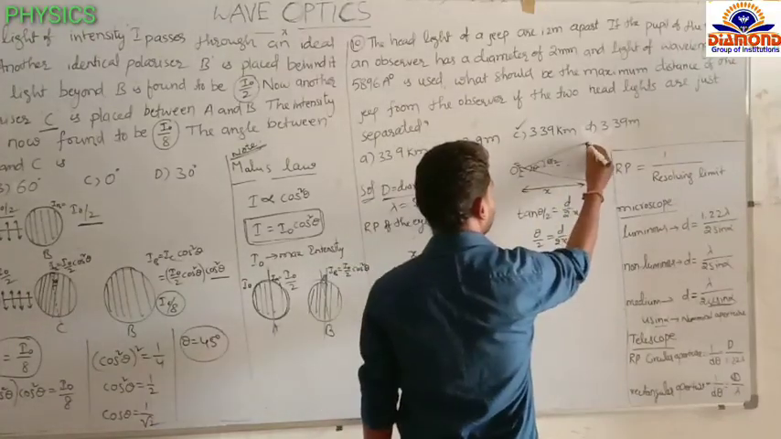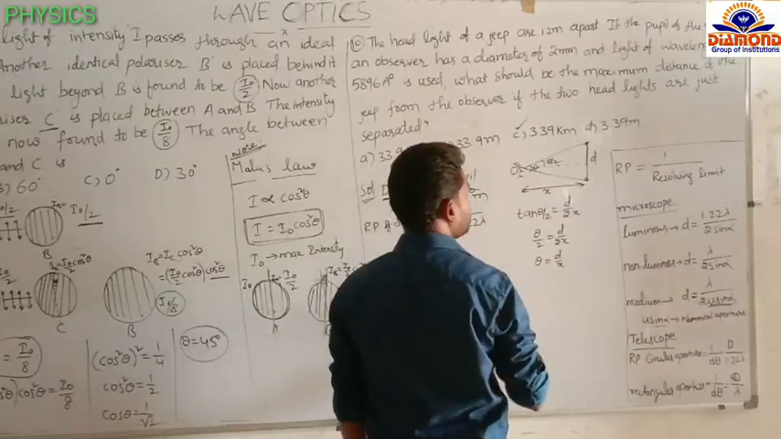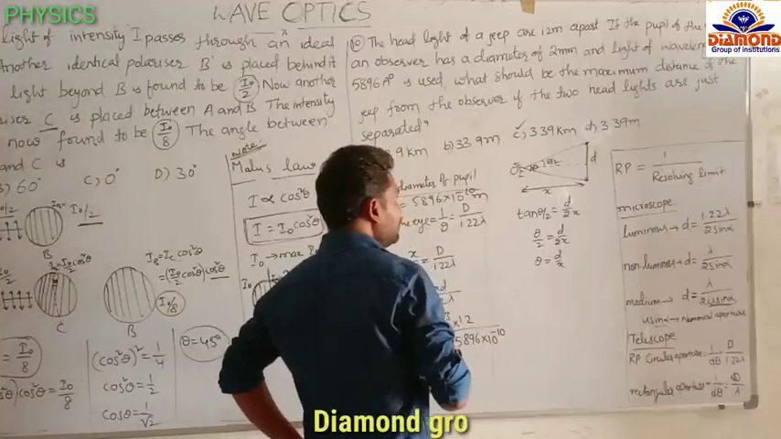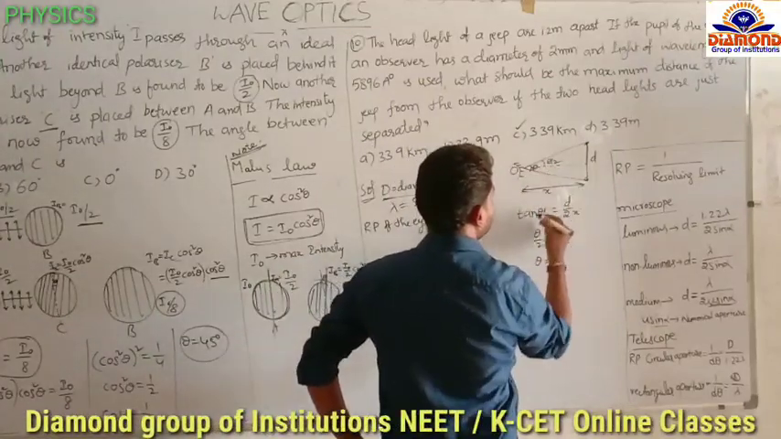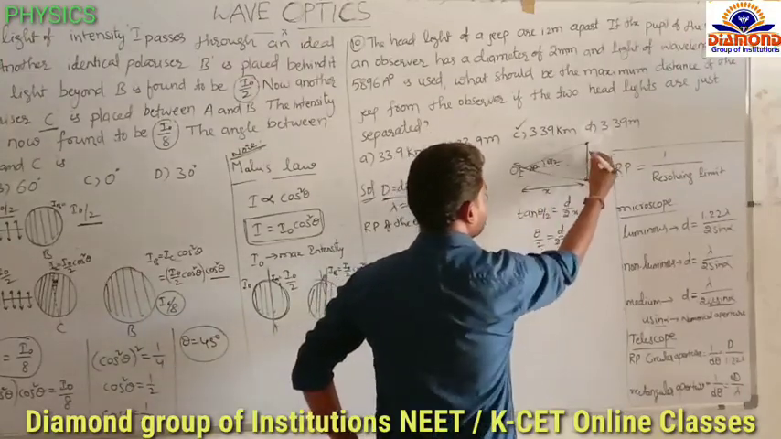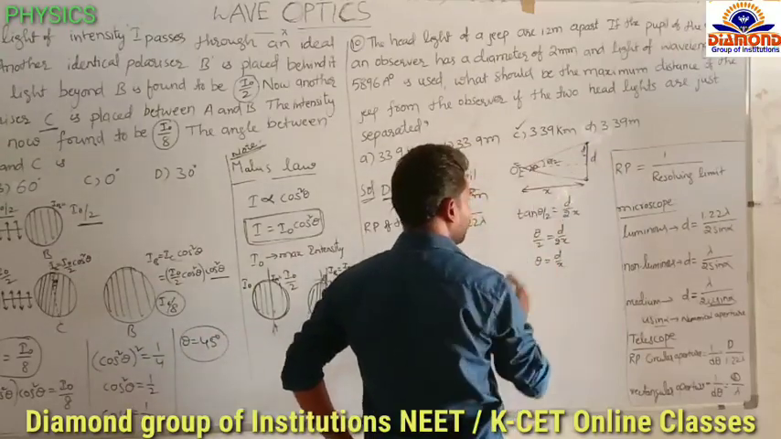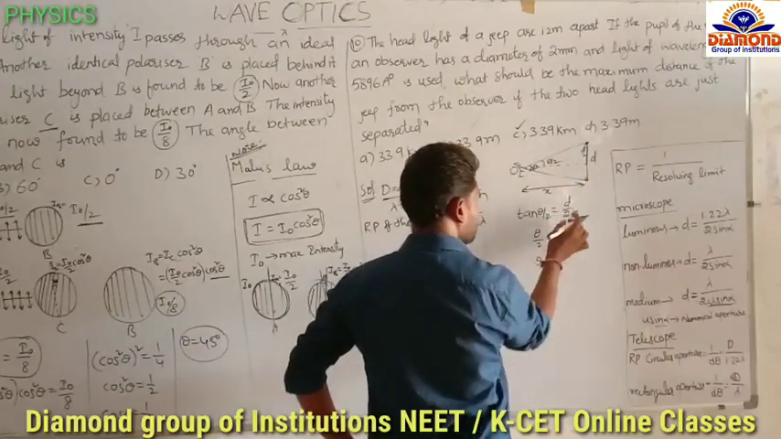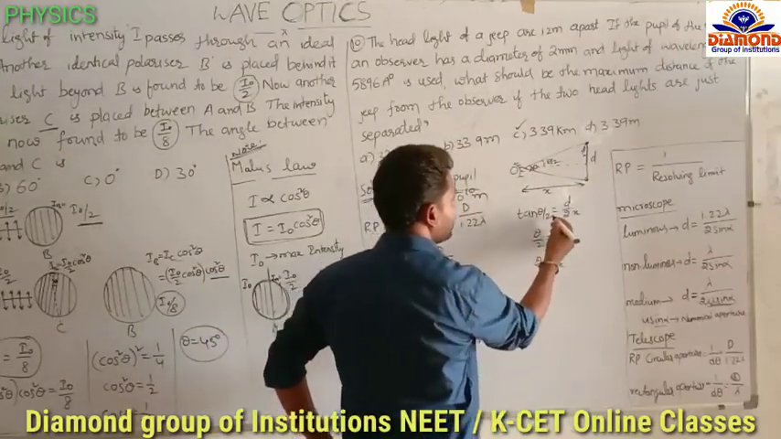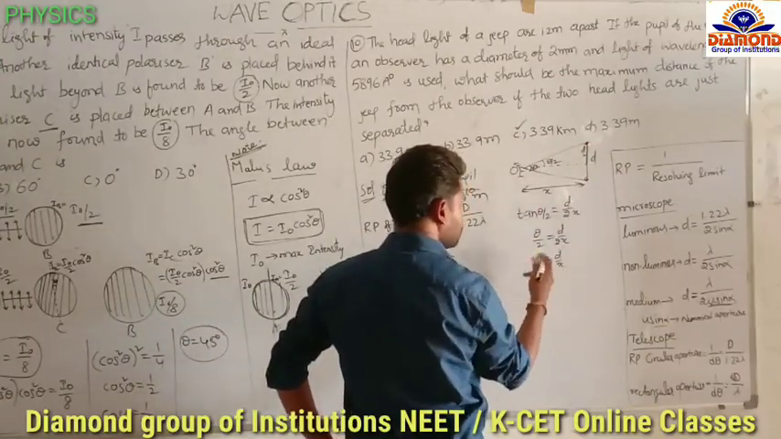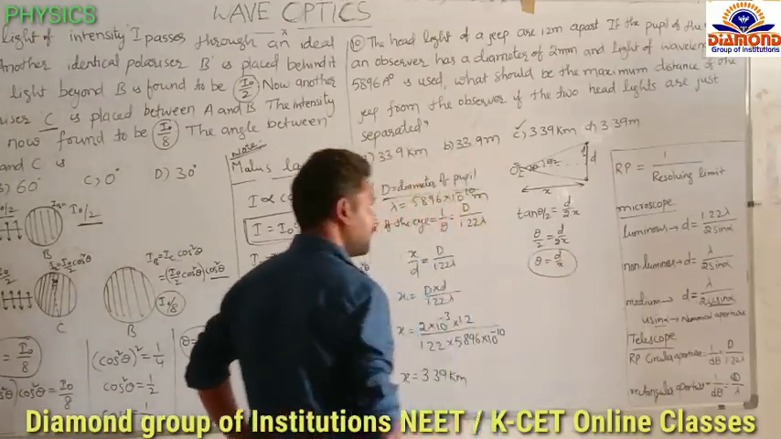Now these two are the headlights, and from here the observer is observing. Connect this one. This is the angle. Now I am drawing an angular bisector, which divides this angle into two equal parts, theta by 2. The distance between the two headlights is also divided into two parts, d by 2. From this I find tan theta by 2 equals d by 2 by x, where x is the horizontal distance. The 2 will cancel, and we get theta equal to d by x.